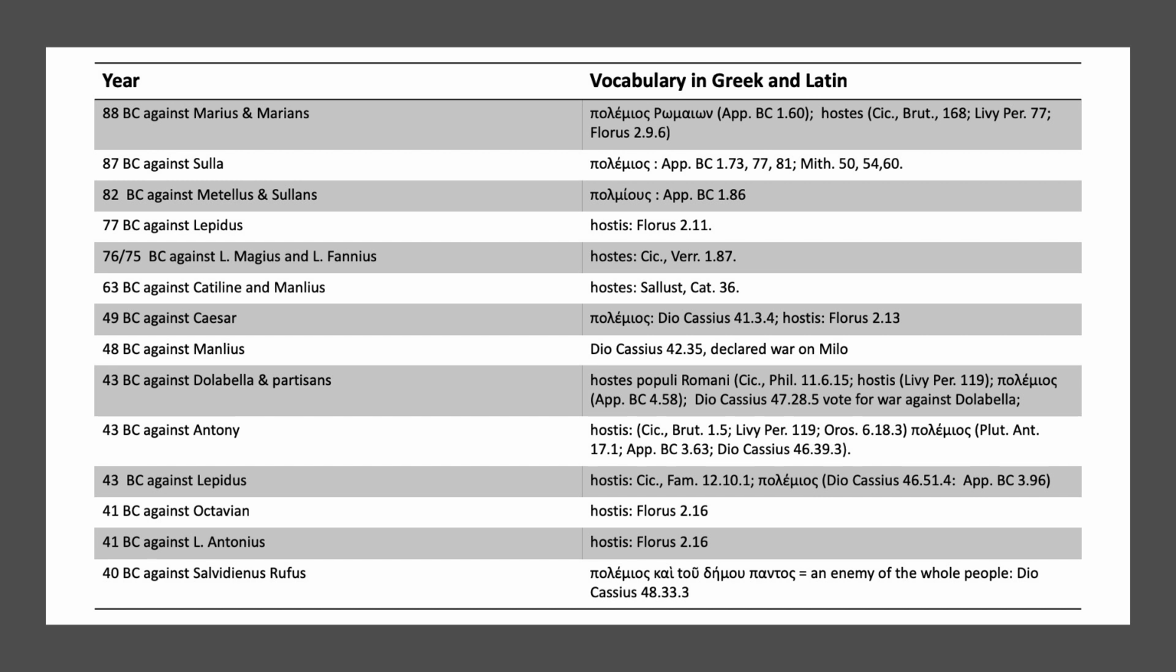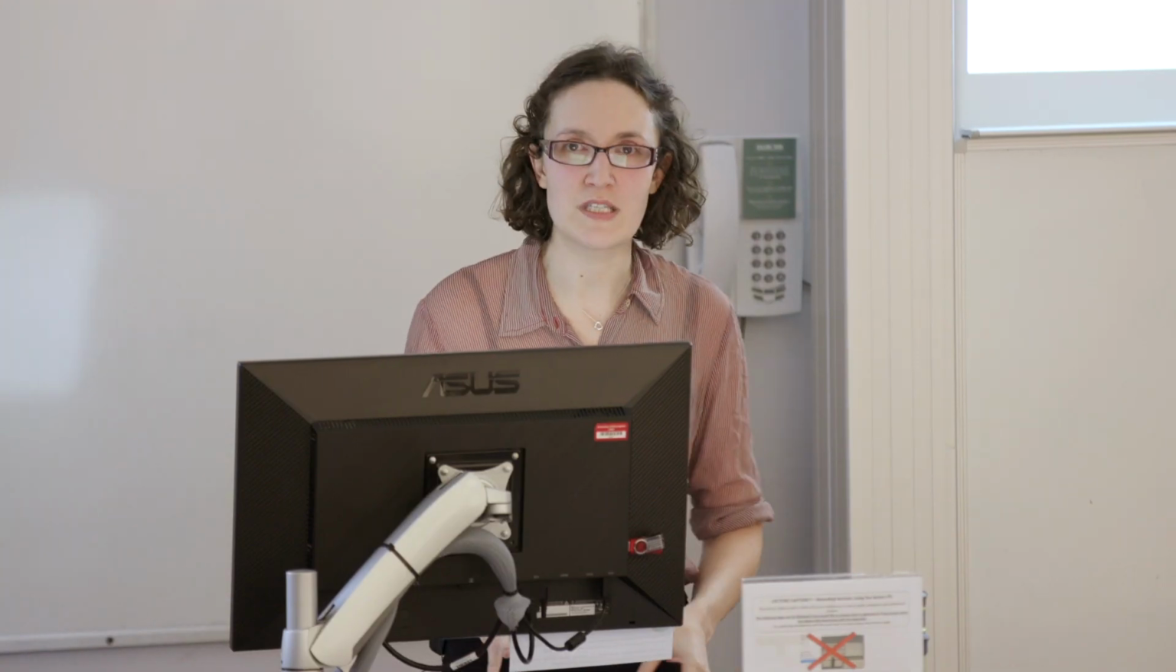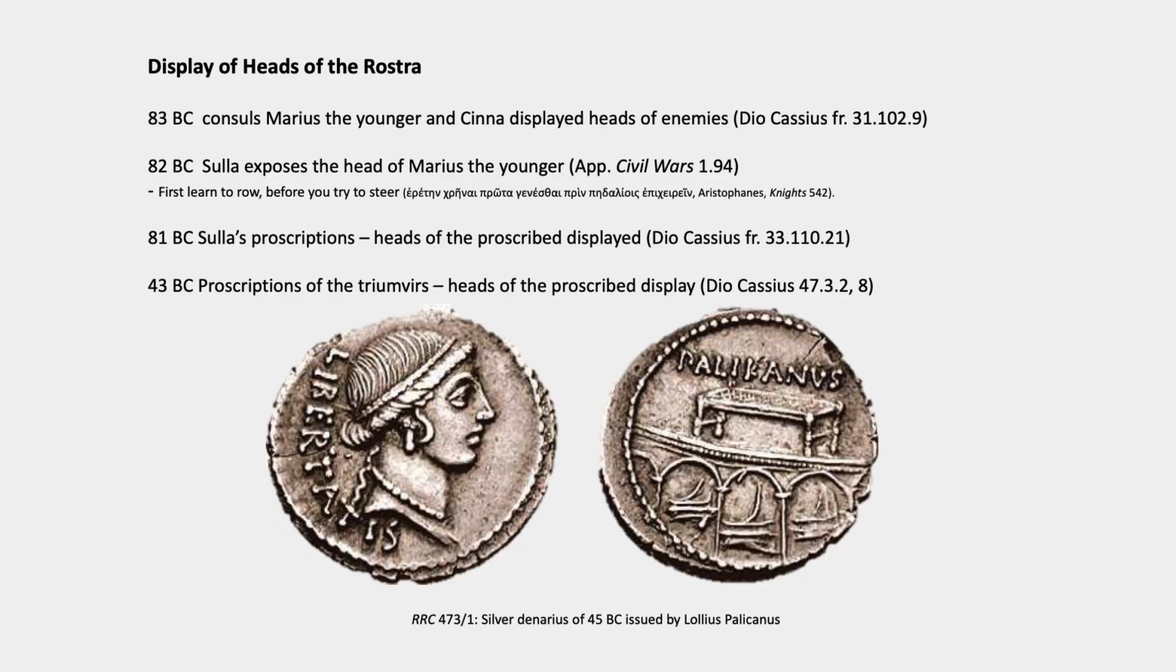So these are all the sources that talk specifically about people's heads being chopped off and passed on to their opponents. There are, however, a couple of sources that specifically talk about the display on the rostra. Only 4 of them. My favourite one is Sulla in 82 to the head of Marius the Younger, quoting in Greek from Aristophanes' Knights, "First learn to row before you try to steer." Which, as a rower, I really like. I can't steer.